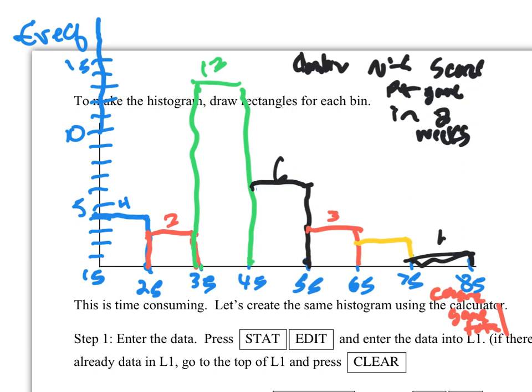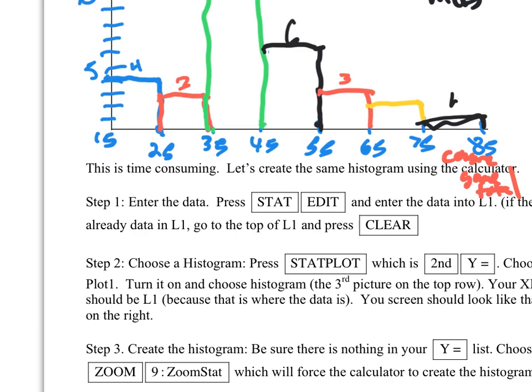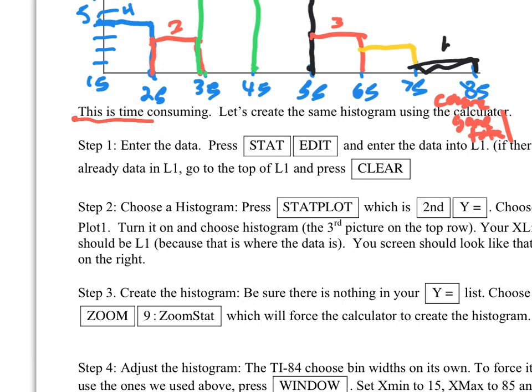Now, here's the good news. I got just enough time to probably help you out with the calculator. So you're going to pick up your calculator because the next step, this took a lot of time. It even says right here, this is time consuming. Sure was. Let's create a histogram using the calculator.